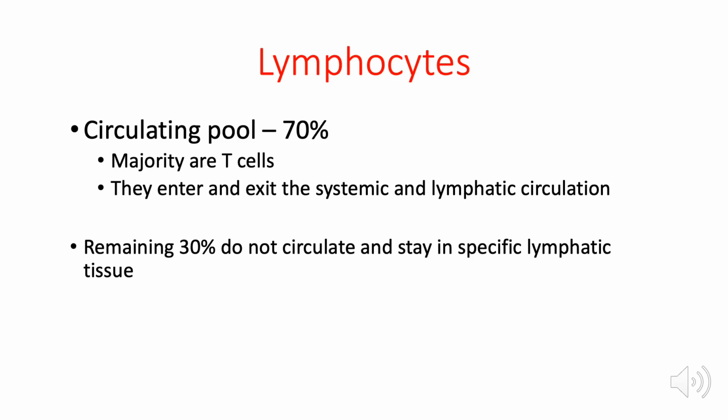The parenchyma of the lymphatic system includes the T cells and the B cells. Majority of them, 70%, are circulating along with the lymph, while the remaining 30% are found within the secondary lymphoid tissues. Please recall that T cells and B cells are produced and mature in the primary lymphoid organs. Once they reach maturity, they will leave the primary lymphoid organs and stay in the secondary lymphoid organs.